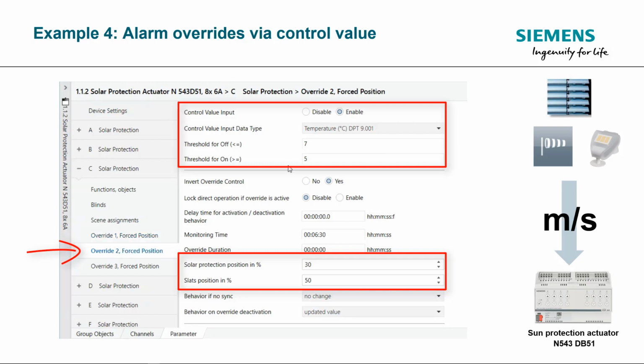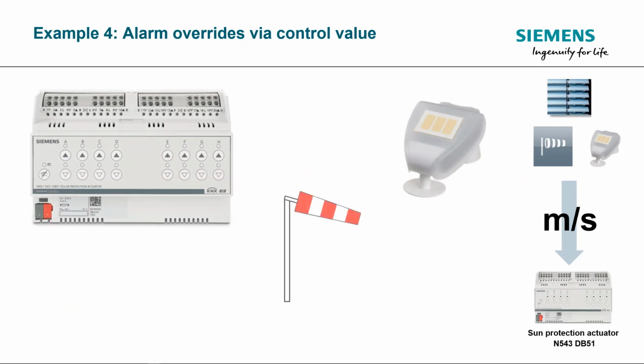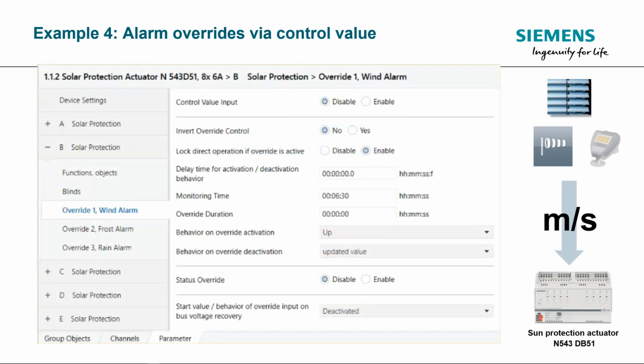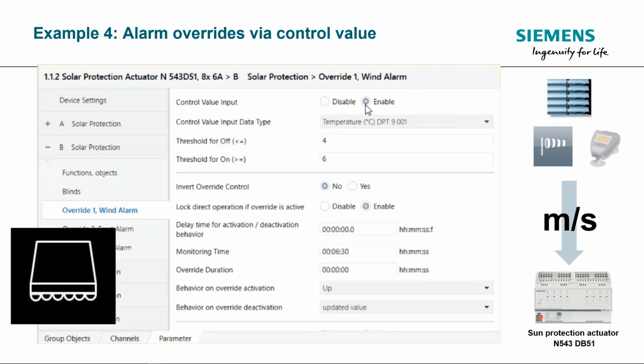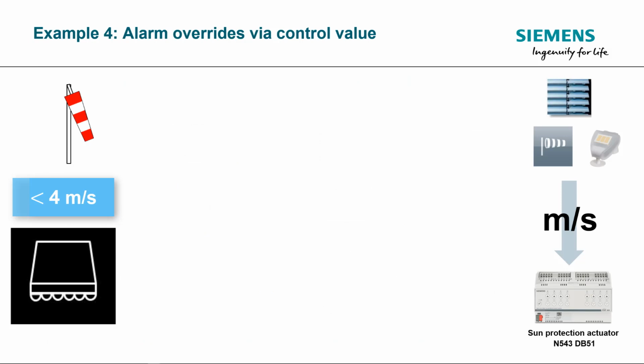Let's now look at the sun protection actuator N543 again. The wind alarm from the last example should now be set directly to the wind speed value measured by the weather central. For this purpose, the parameter control value input is enabled on the page Override 1 Wind Alarm. Our equipment is again an awning. We want to define 6 meters a second with a downward hysteresis of 2 meters a second in this setting.